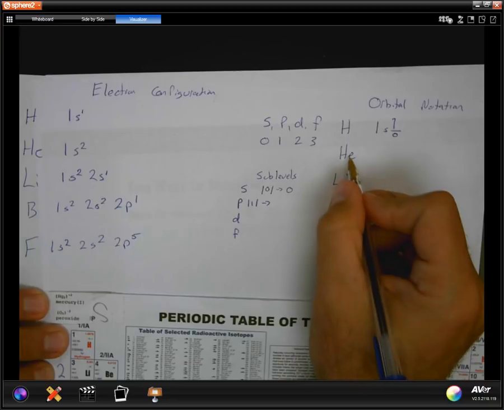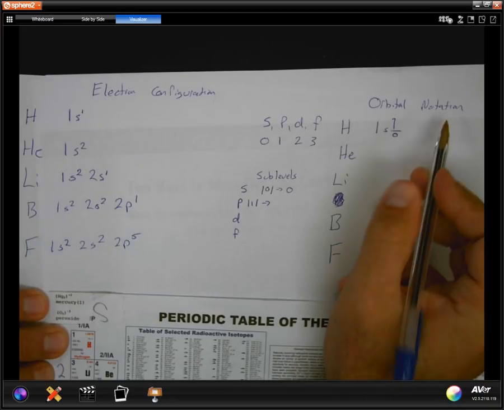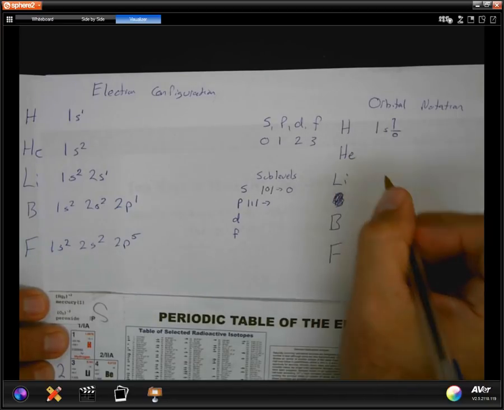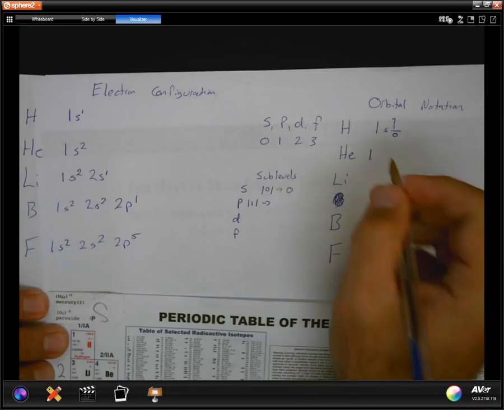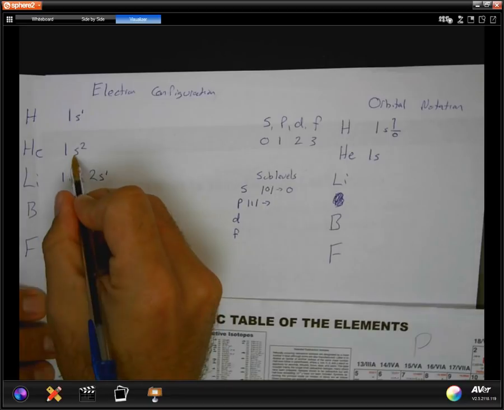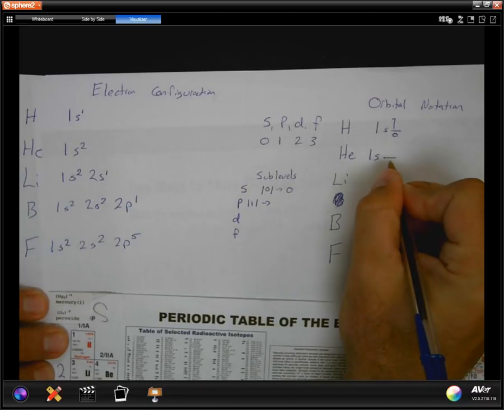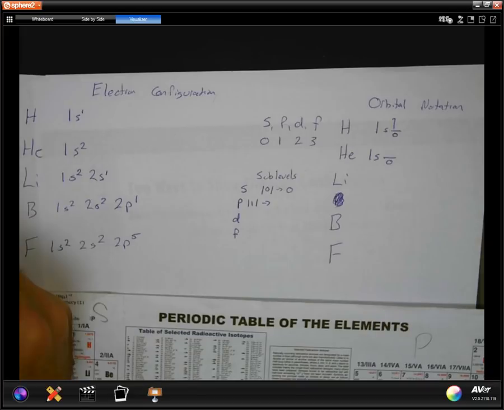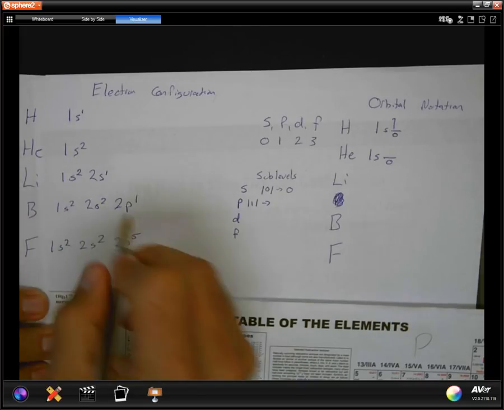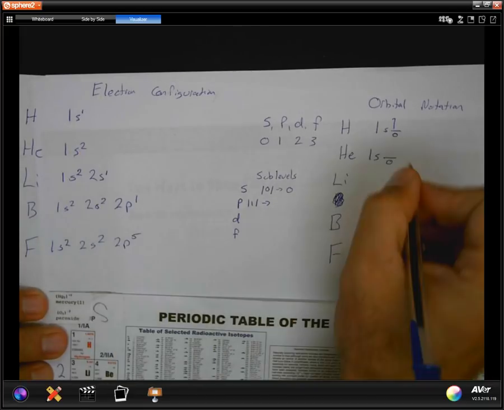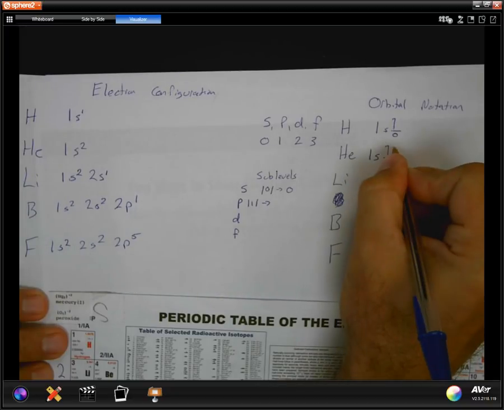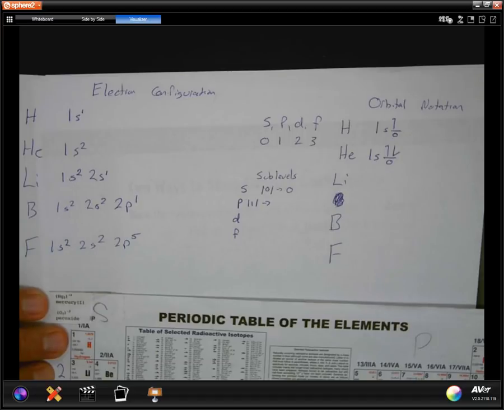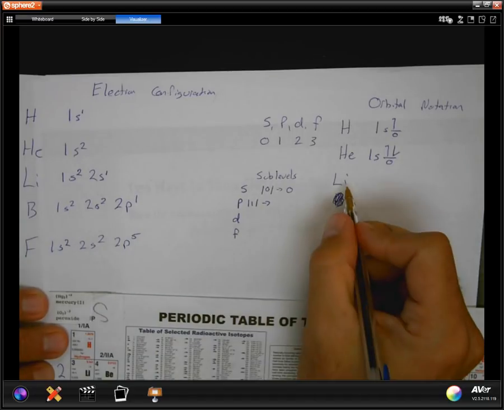So now let's look at helium. What is the orbital notation for helium? Well, again, I'm in the first energy level. I'm in the S block. My sublevel here is 0 because that's my M quantum number. And now I have 2 electrons. So what I'm going to do is I'm going to put 1 electron as an up arrow and 1 electron as a down arrow.